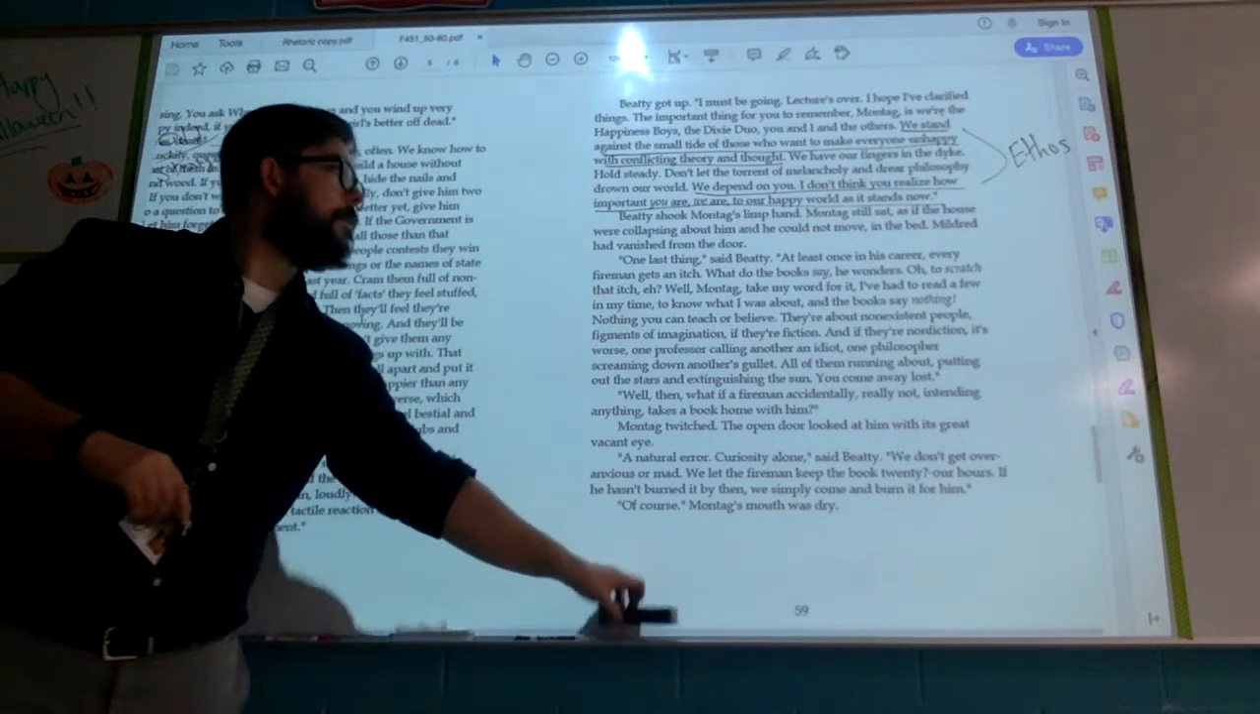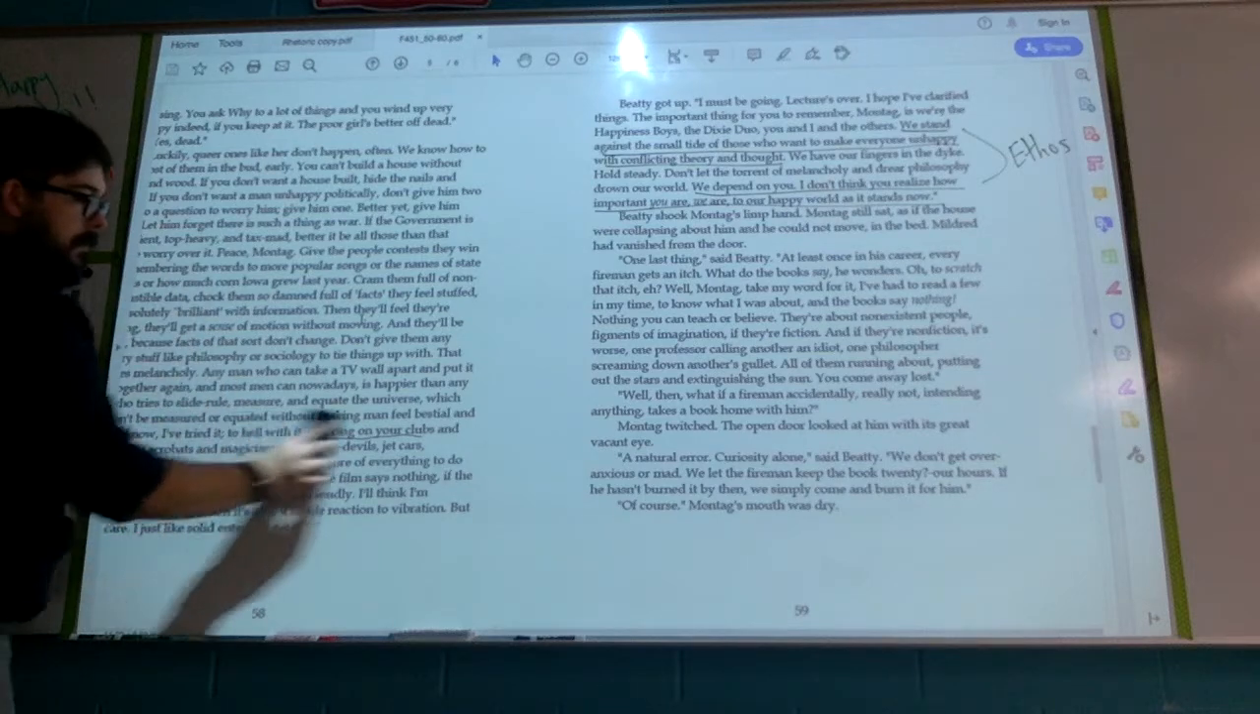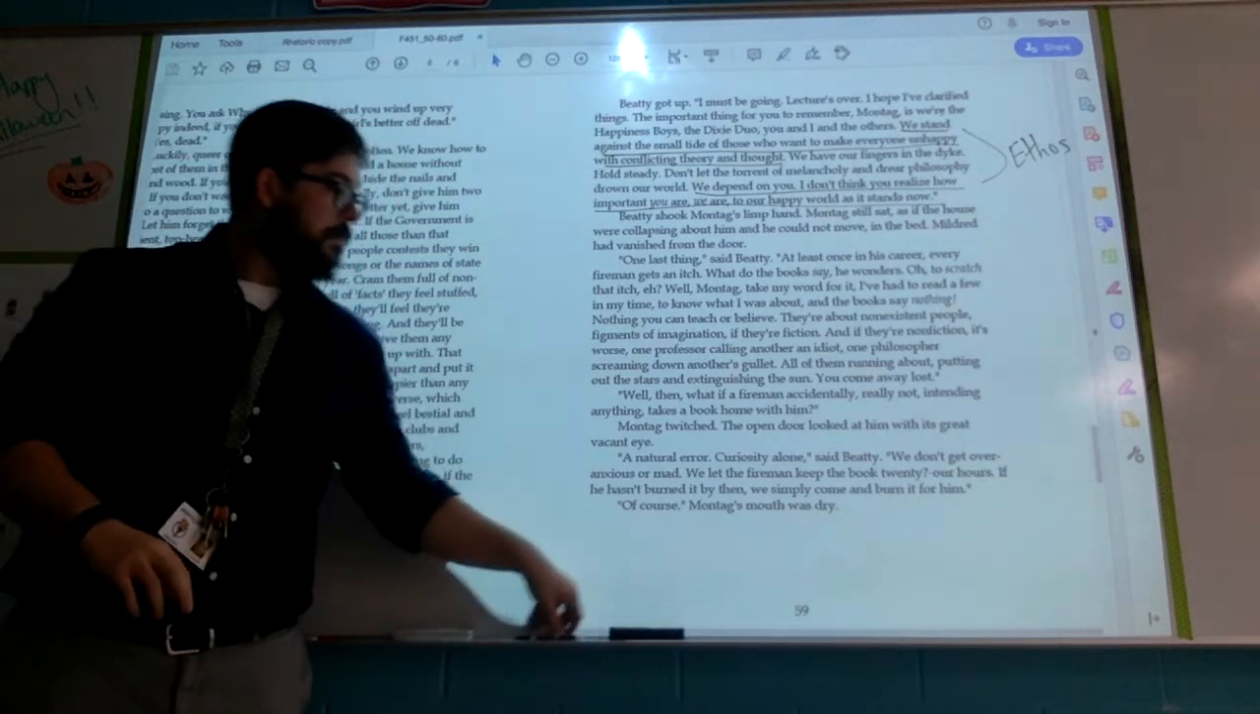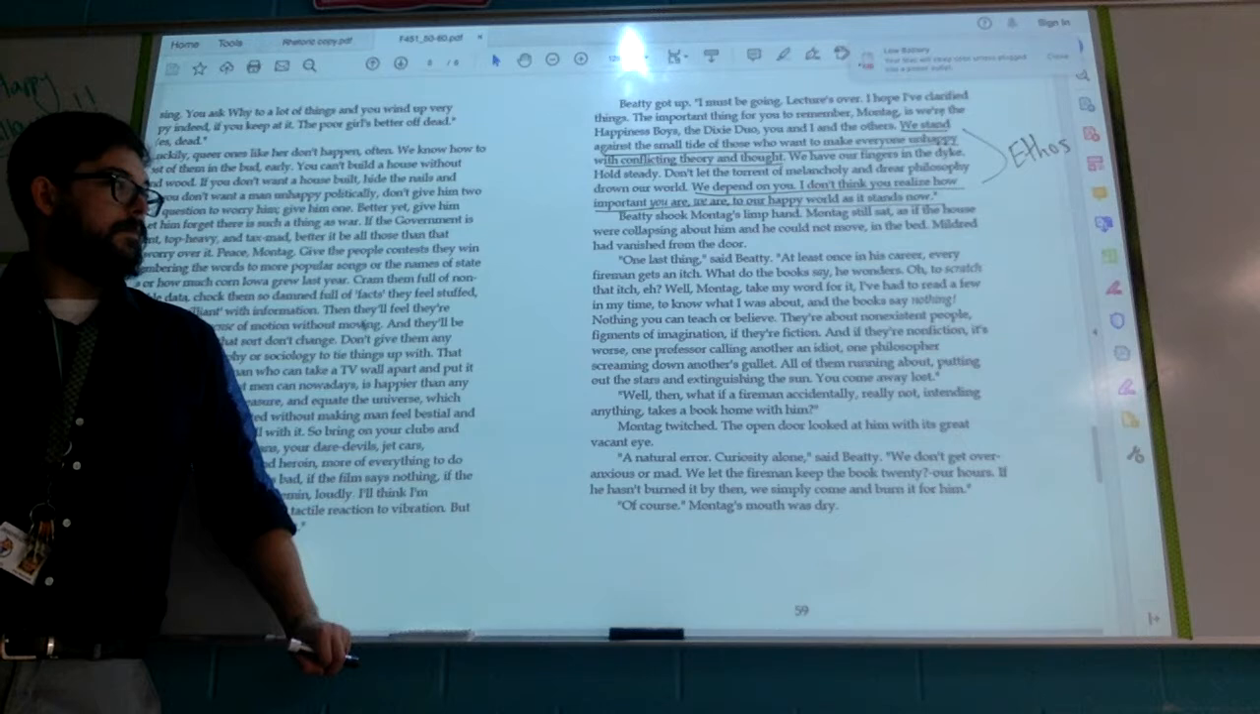One last thing, said Beatty. At least once in his career, every fireman gets an itch. What did the book say, he wonders. Oh, to scratch that itch, Ed. Well, Montag, take my word for it. I've had to read a few in my time to know what I was about, and the books say nothing.